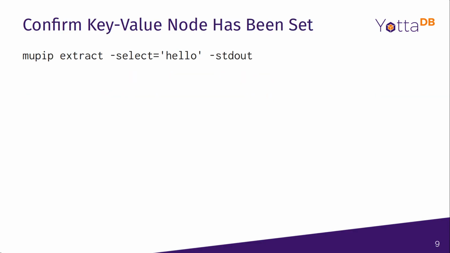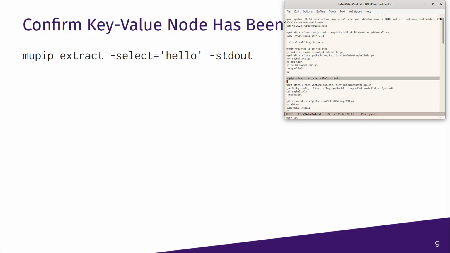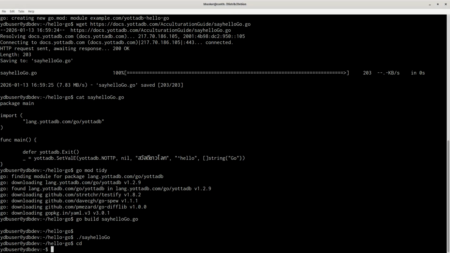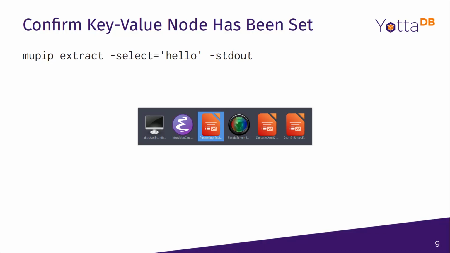Now let's confirm that the key-value node has been set. It's a two-element key. The first element is hello, and the second element is go. Okay, so you can see that node right there. It says the key is hello and go, and there's a value which is hello world in the Thai language.